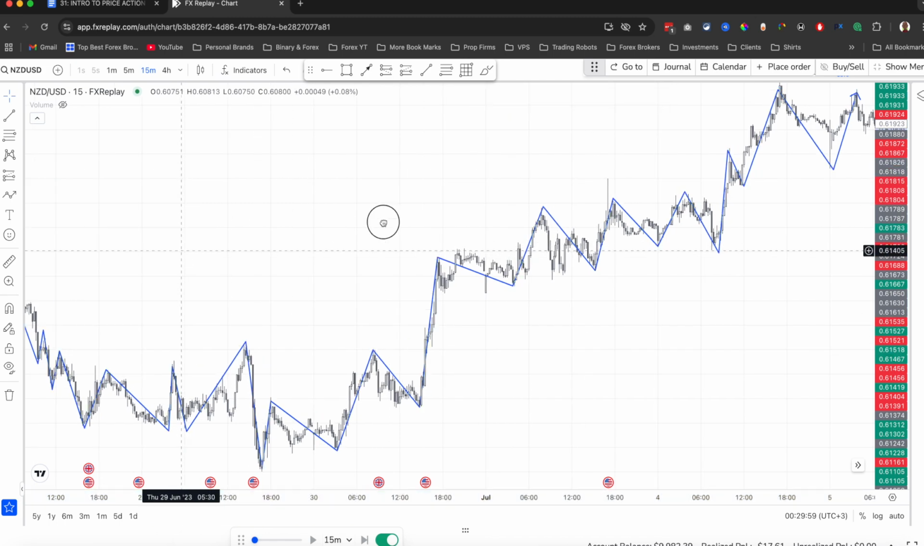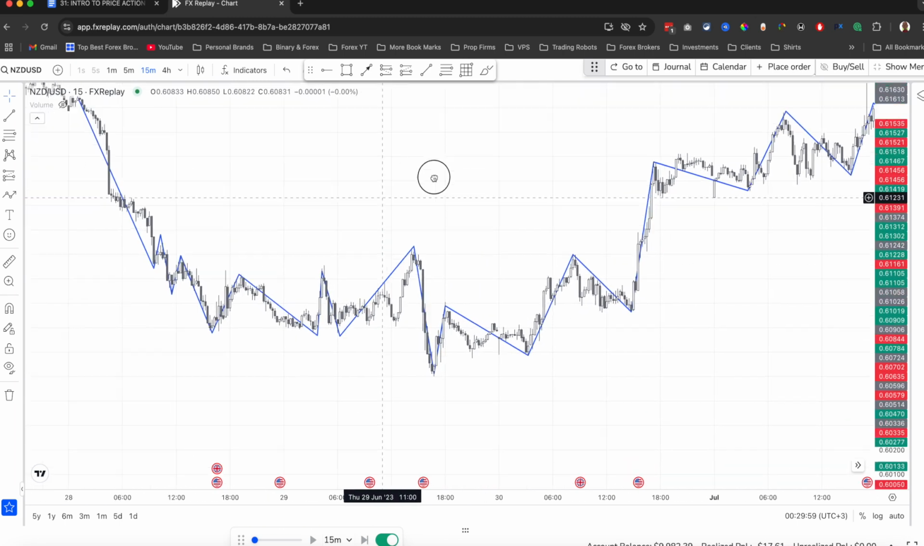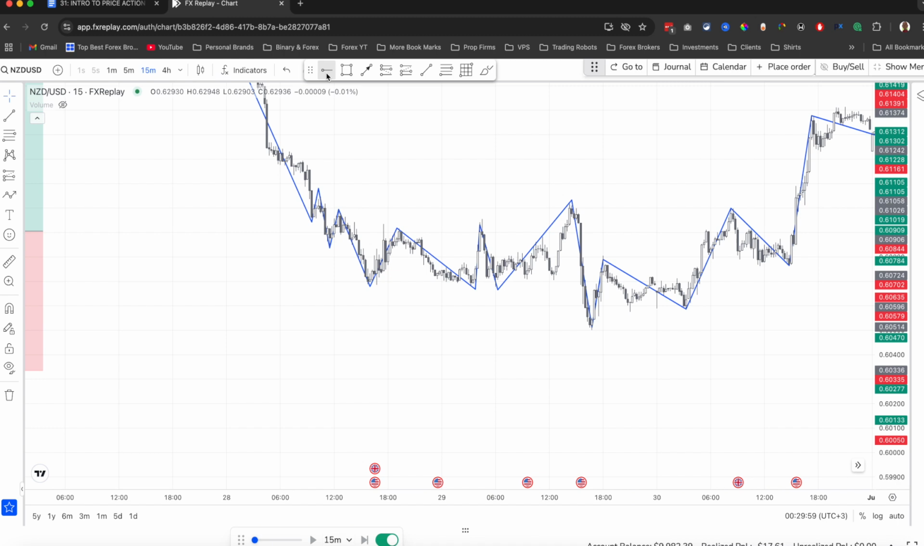So let's take here. I want us to look at something here. We see that there was a key level here, right? There was a key level here.